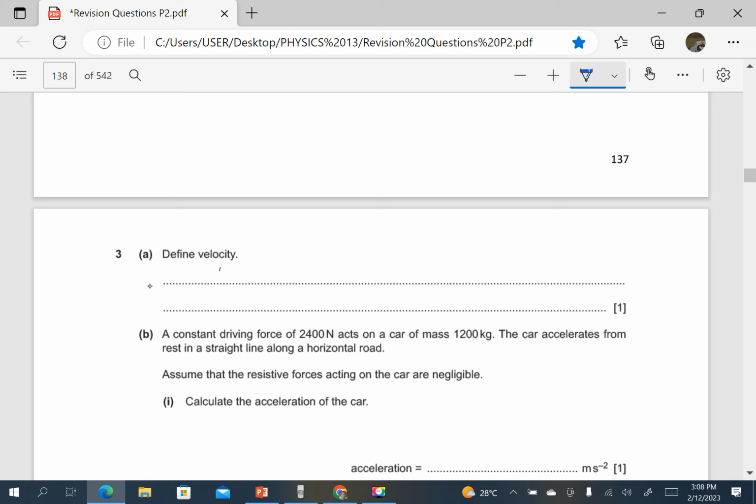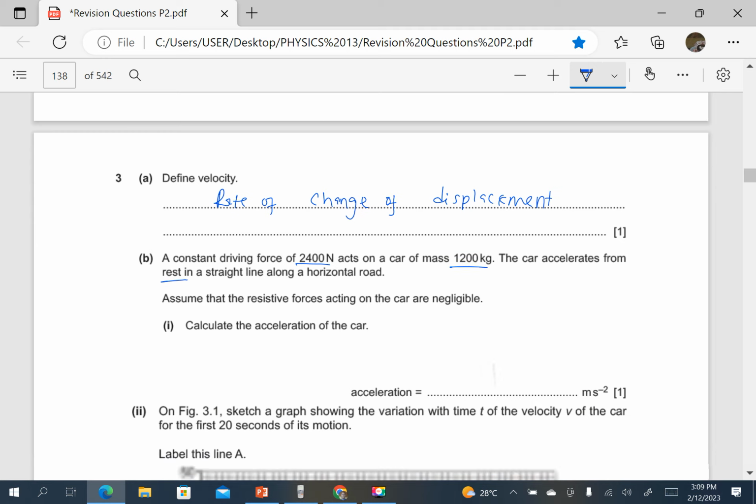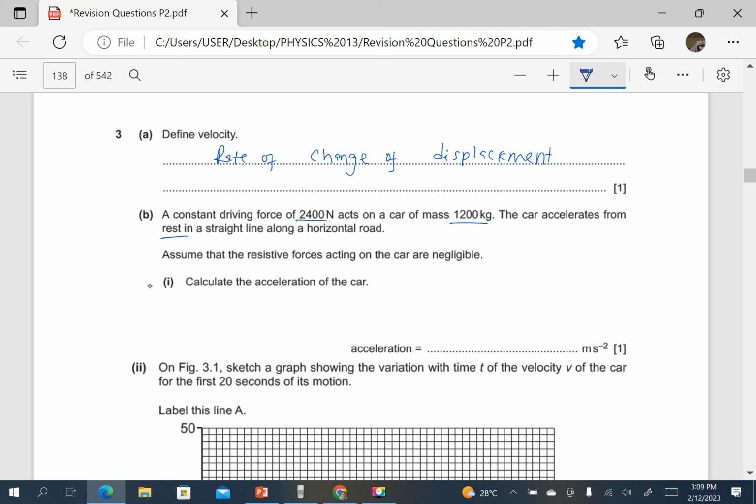Define velocity. Velocity is the rate of change of displacement. A constant driving force of 2,400 newtons acts on a car of mass 1,200 kilograms. The car accelerates from rest, so initial velocity is 0, in a straight line along a horizontal road. Assume that the resistive forces acting on the car are negligible.